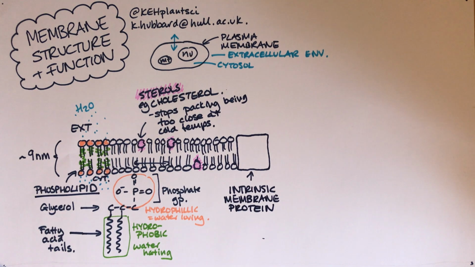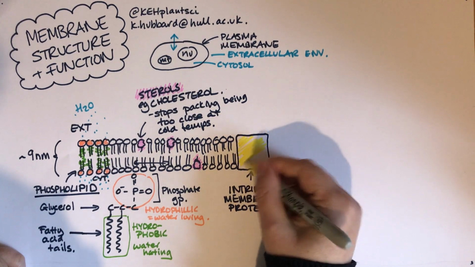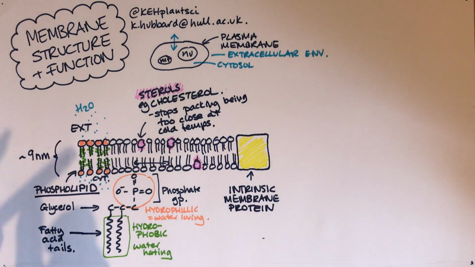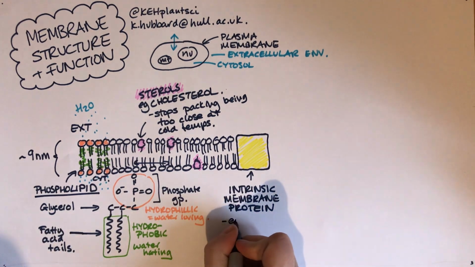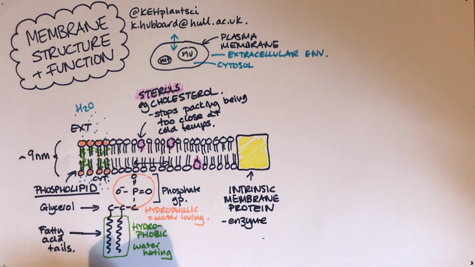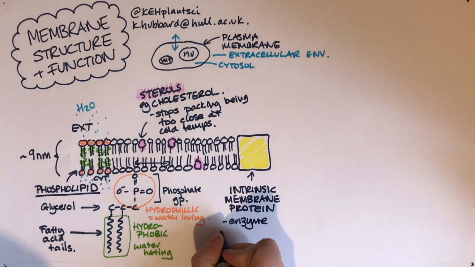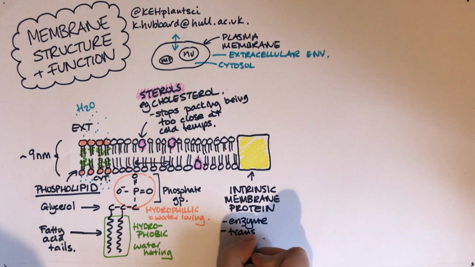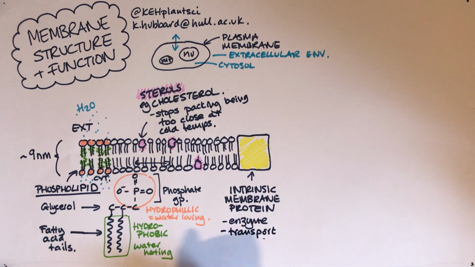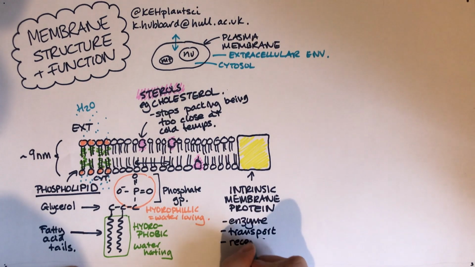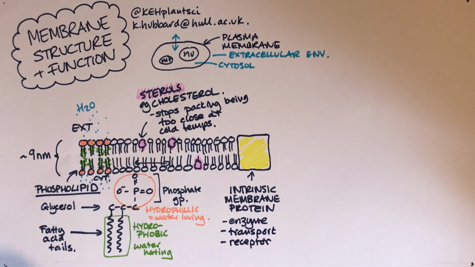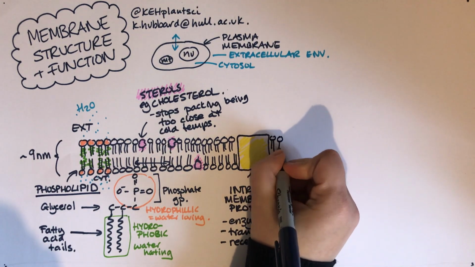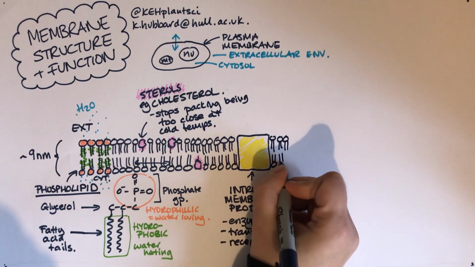So that protein is physically stuck in the membrane. So let's colour that in, let's have yellow. Those proteins have got a variety of functions. It could be an enzyme that happens to be in the plasma membrane, not in the cytosol. It could be some sort of transport protein to move molecules in or out of the cell. It could be a receptor, for example. So there are lots of different types of protein that sit and live permanently in the membrane.